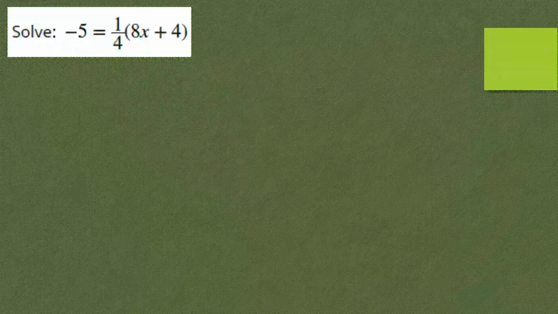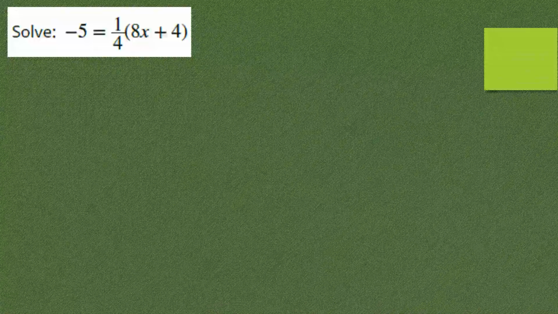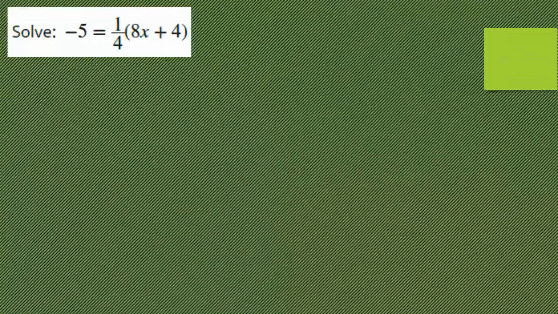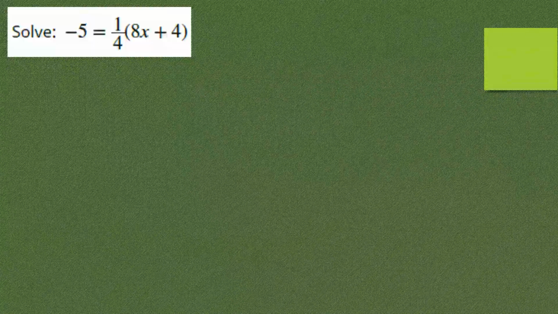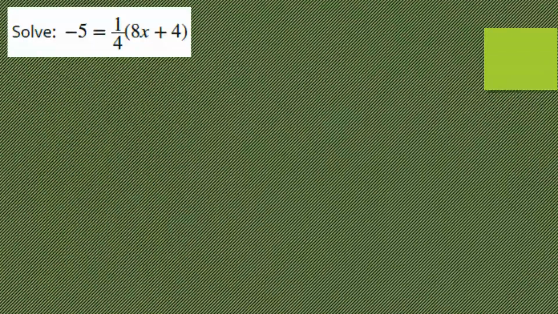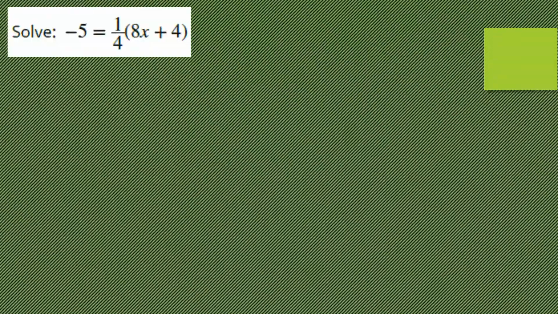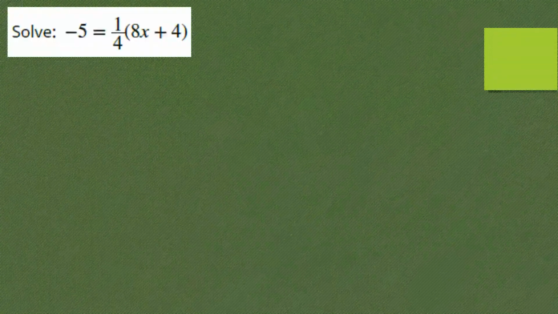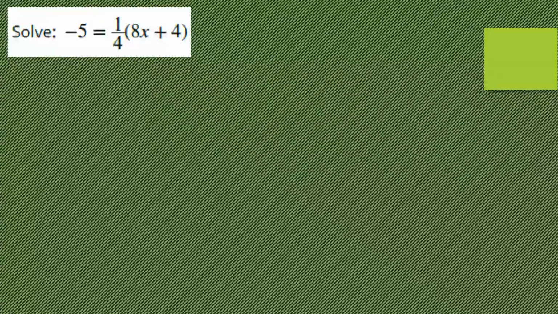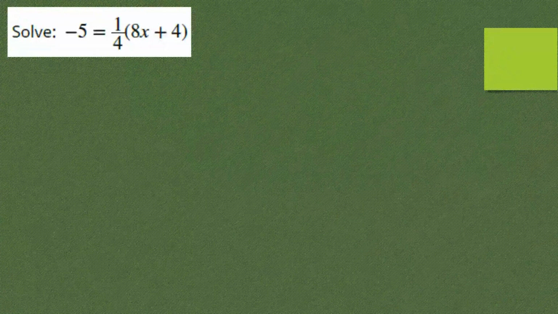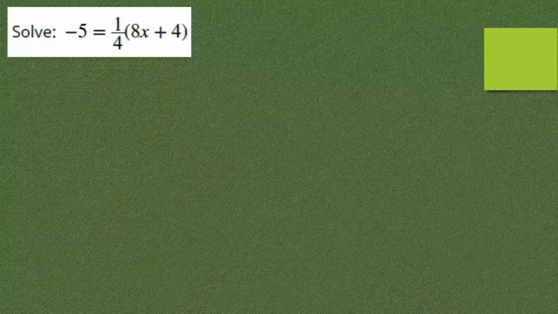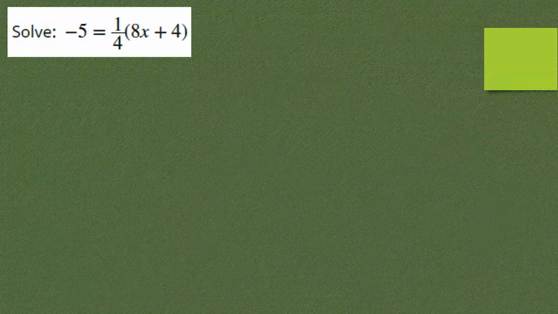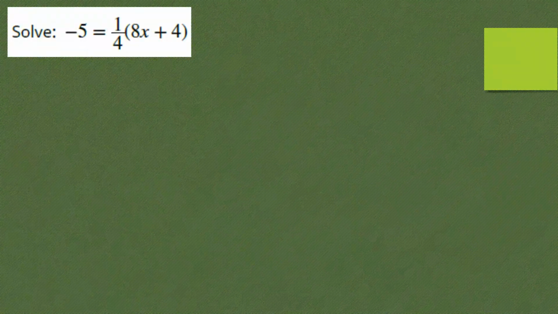Alright, so here's an interesting looking one. We've got some distributive property stuff going on up there. And of course we could go ahead and distribute that 1/4 out. And in this case, it would be a pretty simple process. Since 4 goes into 8 and 4, you'd end up with 8 over 4x plus 4 over 4, and those fractions would simplify. So if you want to do that, you're more than welcome.